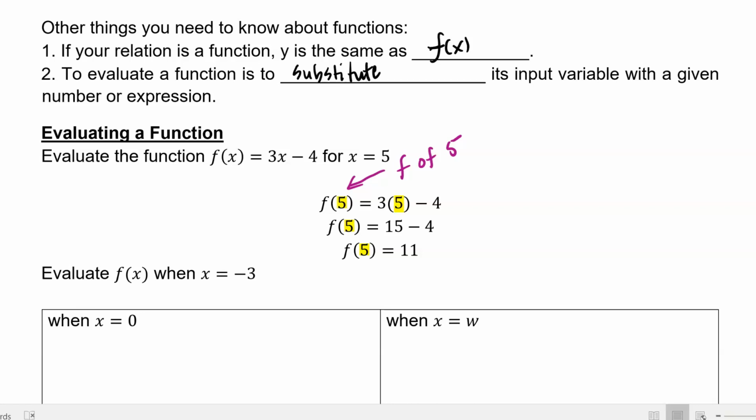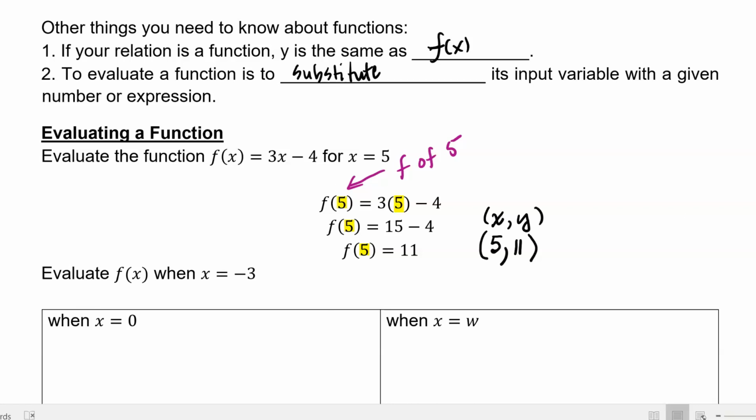So if I ask you to write this information as a point, then your input is always your x. You plugged in a 5 for the x, and what did you get out for your y? You got out 11. Your output is the result of you plugging in your x value. So you could plot that as (5, 11), for example.